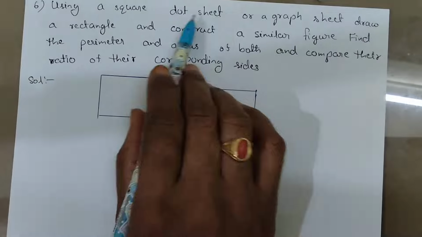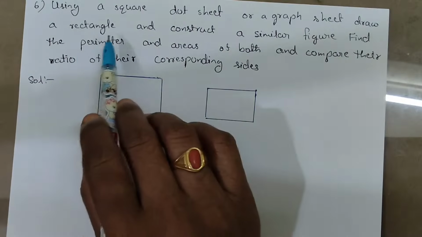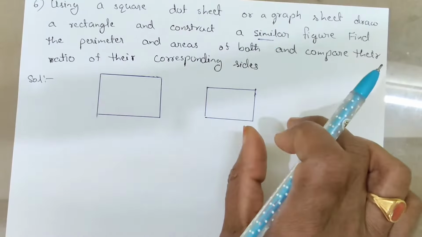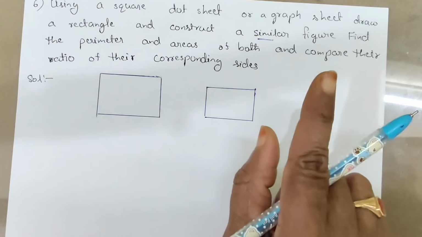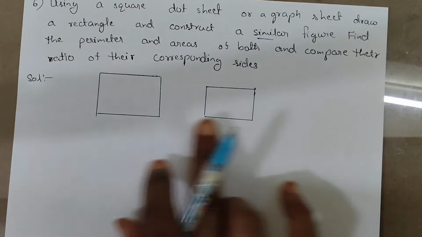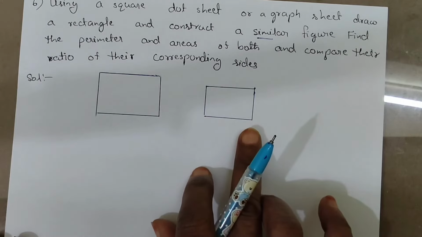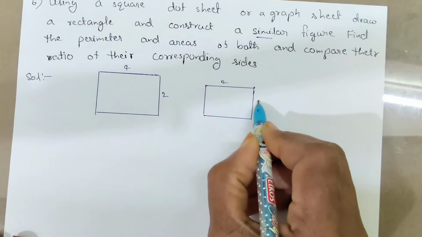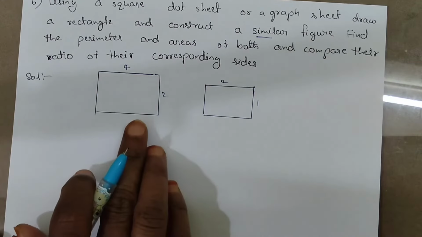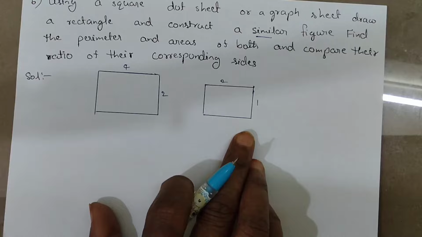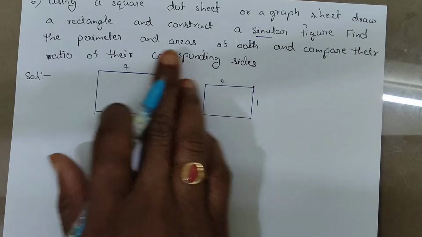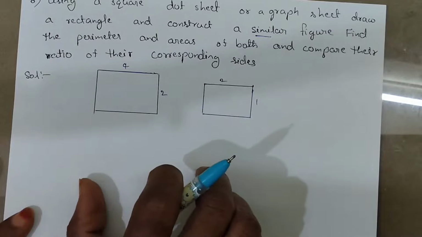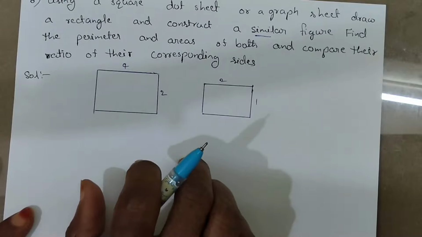Now, using the square dot sheet and graph sheet, draw a rectangle. Here construct a similar figure. Similar means the shape is the same. So these two are similar figures. Here 4 centimeters, 2 centimeters. Now here 2 centimeters, 1 centimeter are the measurements. These two are similar figures. Find the perimeter and areas of both. So first we find the perimeter and area of both.